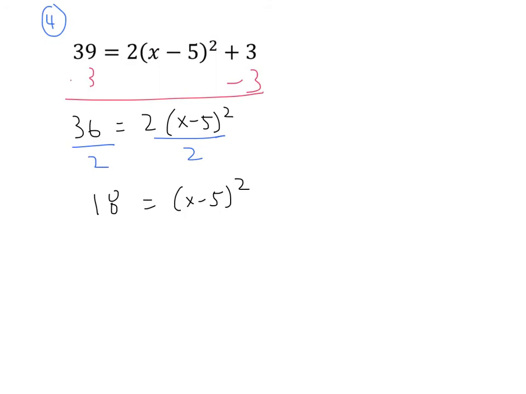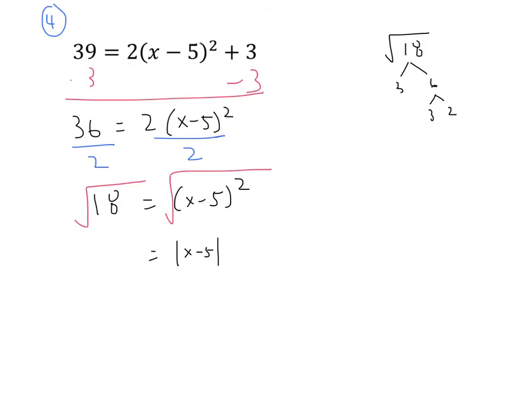All right, here, let's take the square root of both sides. Let's be careful here. The square root of x minus 5 squared is the absolute value of x minus 5. On the left, we need to take the square root of 18. That's not a perfect square, so let's do this off to the side. Square root of 18. Well, let's break this down. 18 is 3 times 6. 6 is 3 times 2. So the square root of 18 is the same thing as the square root of 3 times the square root of 3 times the square root of 2, which is the same thing as 3 radical 2.